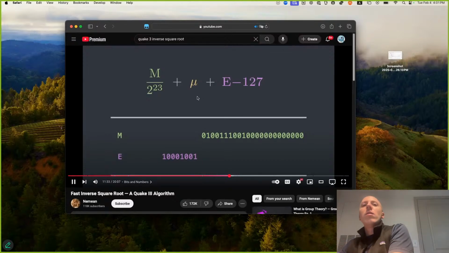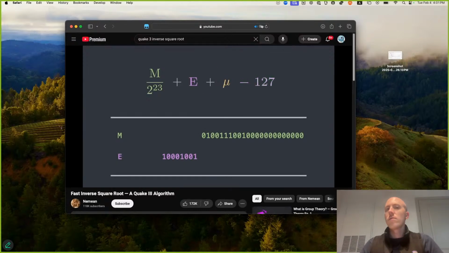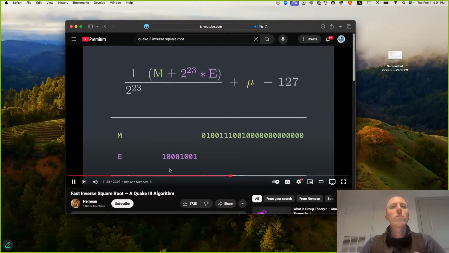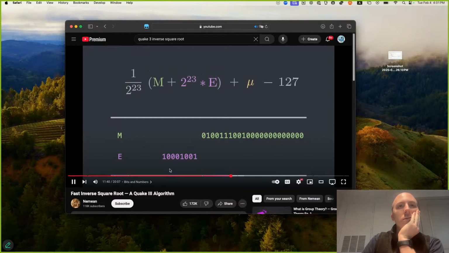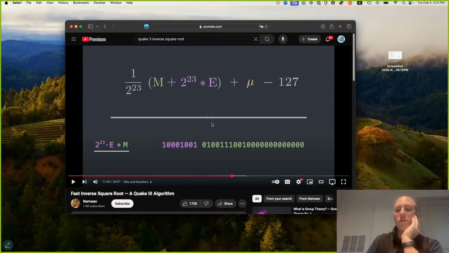We rearrange a little bit more and we finally see why we did all those calculations. M plus E times 2 to the 23 appears. That's our bit representation.